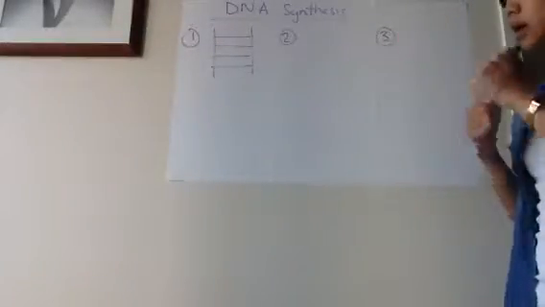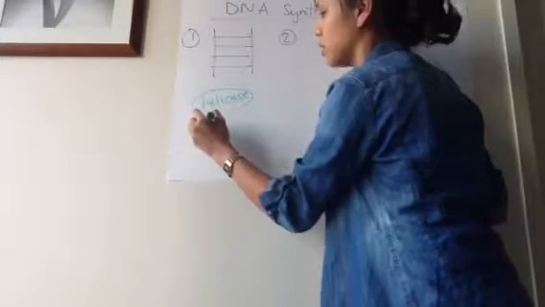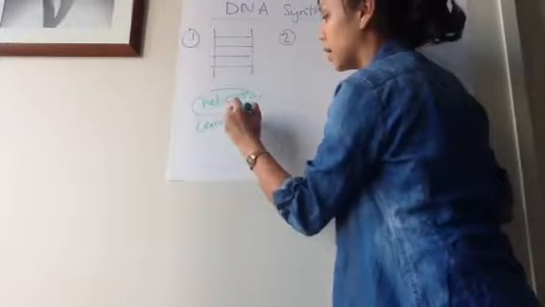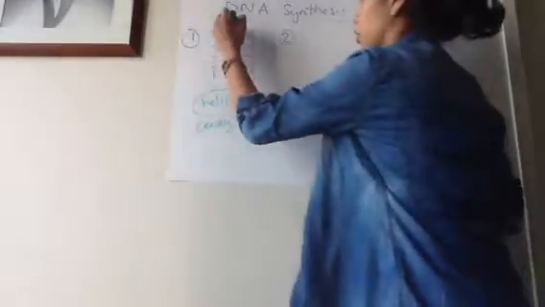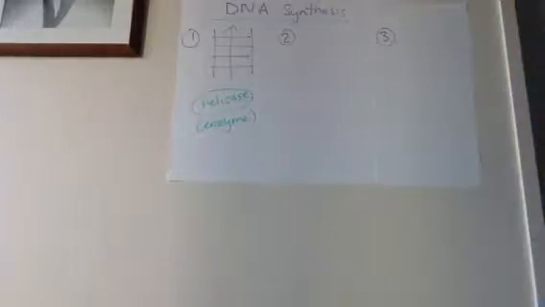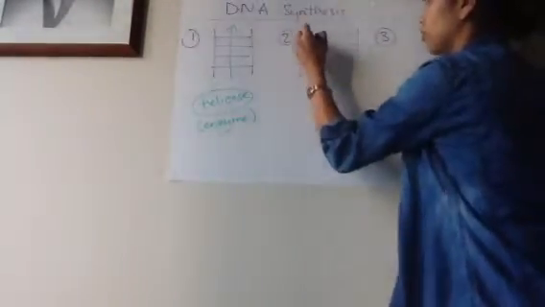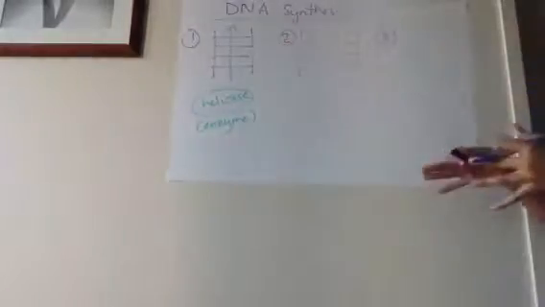It looks like a ladder. Essentially what's going to happen is you're going to have an enzyme, helicase, and this enzyme is going to be responsible for unzipping the DNA. It's going to break the hydrogen bonds that are joining the bases together. So once that happens, you have step 2, where you now have the double-stranded DNA, which is now separated.